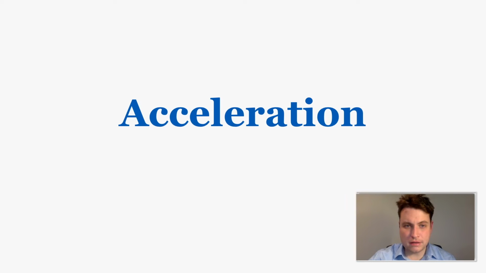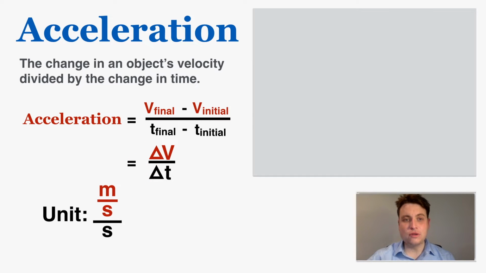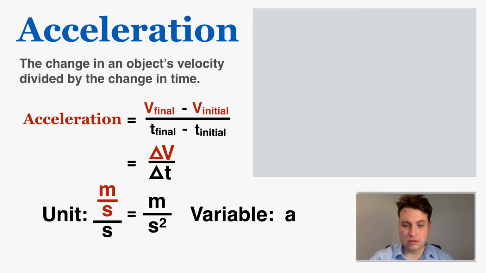This video is going to be about the idea of acceleration. Acceleration is the change in an object's velocity divided by the change in time. And the unit that we use to measure acceleration is based on that equation. Because velocity is measured in meters per second and time is measured in seconds, the unit of acceleration is meters per second per second, or meters per second squared. And the variable we use for acceleration is lowercase a.